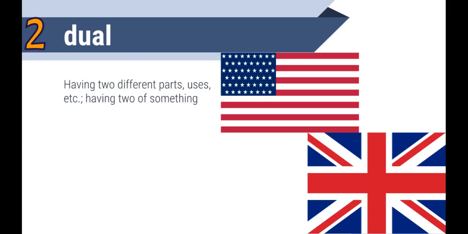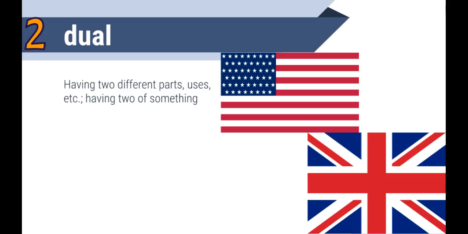Dual is your next word. So this is having two parts, uses, etc., or having two of something. So we talked about the wrestling meet. A dual meet is a wrestling meet that has two teams. You'll see in the picture there, I have two flags. So there's the US flag and the United Kingdom or the British flag, okay?